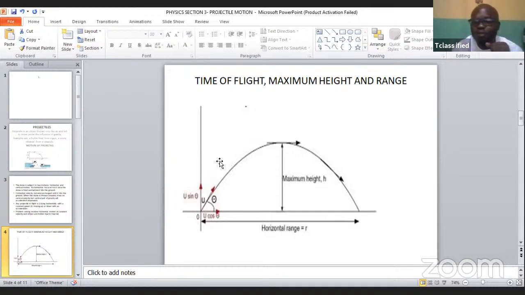For every projectile motion, there are always vertical and horizontal aspects of the velocity. The vertical is velocity sine theta, whereas the horizontal is velocity cos theta.